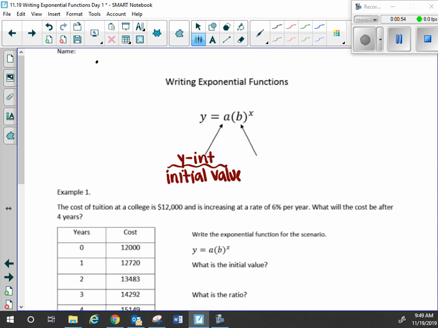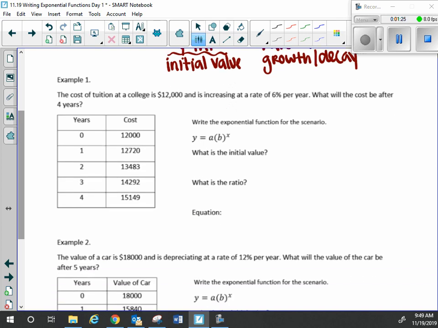What about B? The factor. The rate of growth or decay. That growth factor. Very good. So those are our parts of our function. We wrote a little bit yesterday based on tables and things like that, but today we're going to actually look at the scenarios themselves.